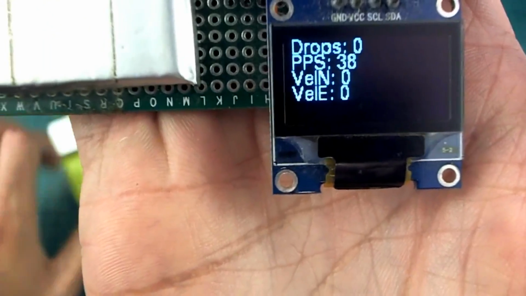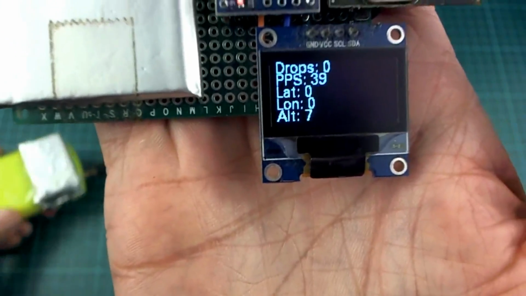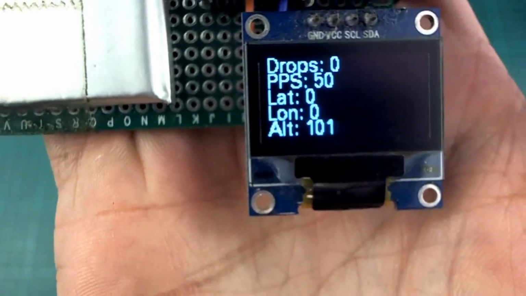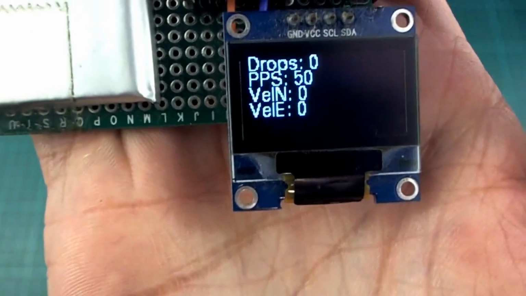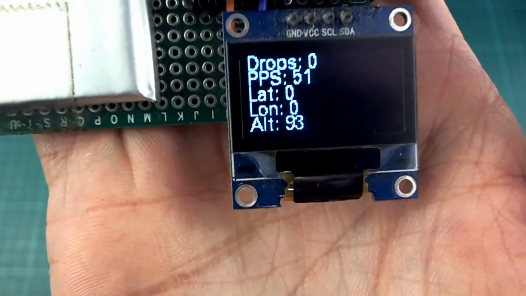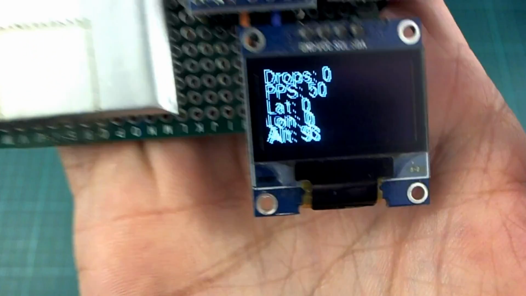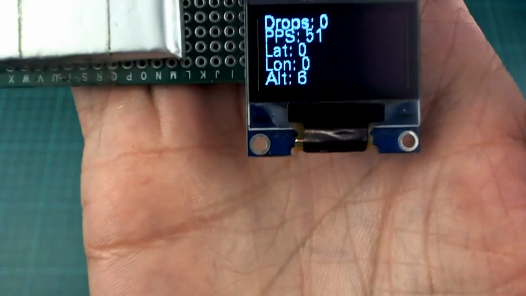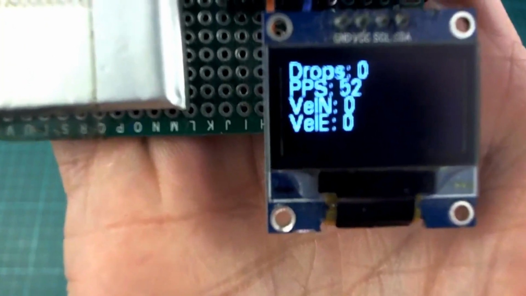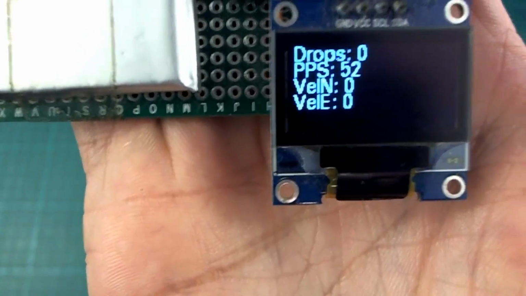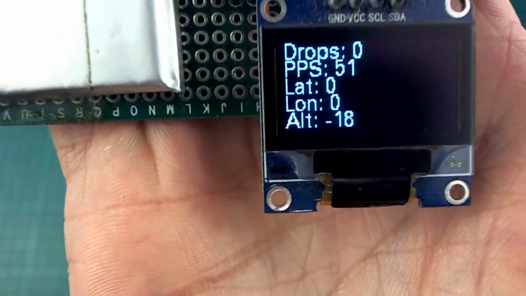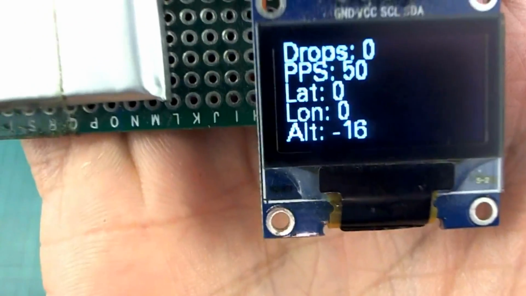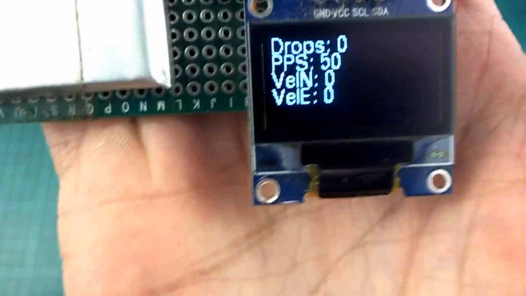And if I raise it above my head, you should see altitude goes up to about a meter, or 100 centimeters. There you go. And if I lower it, it should go below. It's kind of annoying how that keeps changing, isn't it? Okay, so now it's 26 centimeters below the desk. So this lets you know that the altitude reading is coming in correctly.